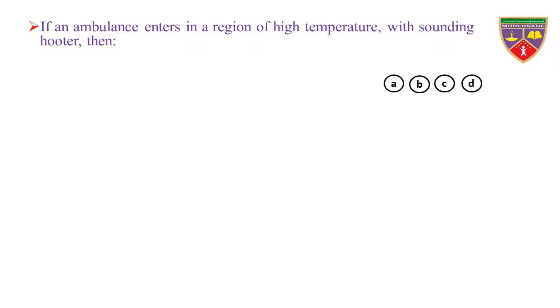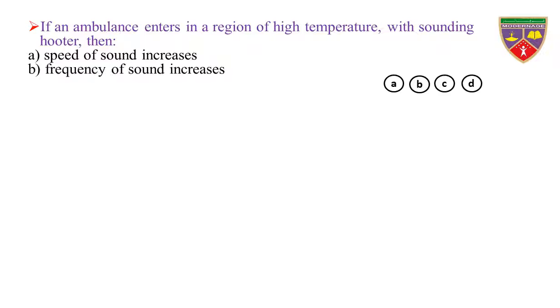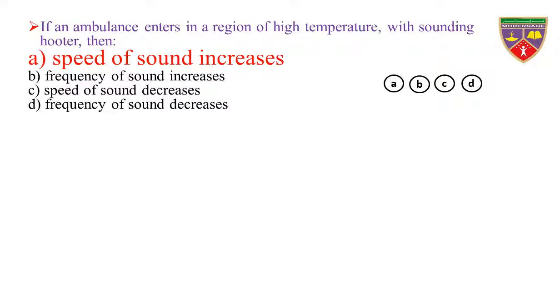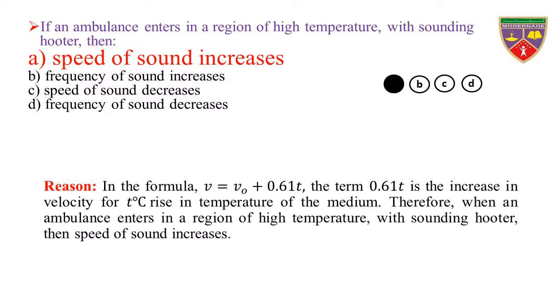If an ambulance enters a region of high temperature with sounding hooter, then option A, speed of sound increases, option B, frequency of sound increases, option C, speed of sound decreases, option D, frequency of sound decreases. The key is speed of sound increases. Therefore, the correct option is A.